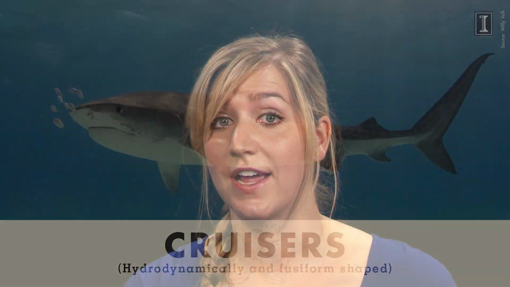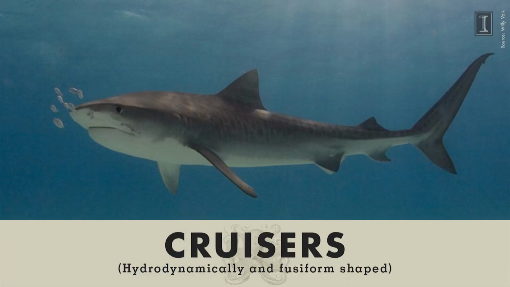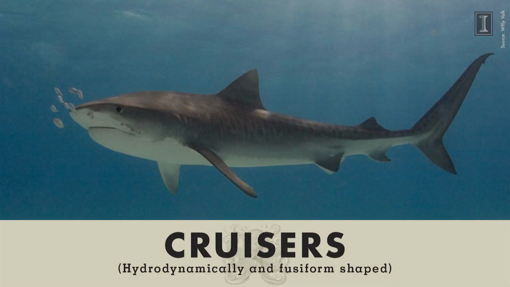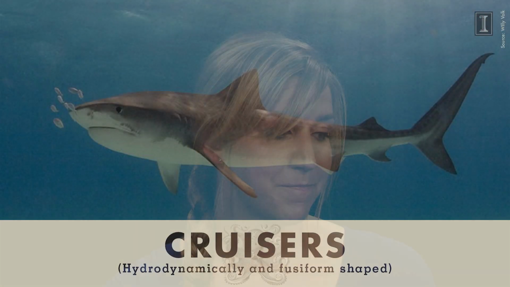And you might think of a shark, actually. They're a great example of a cruiser. They have those stiff pectoral fins that just slice through the water. Their bodies are really sleek, and just a little flick of the tail every now and then just sends them right through the water. So these are our cruisers.